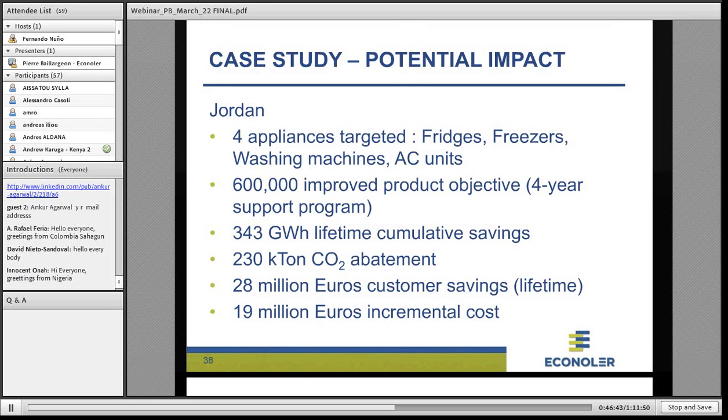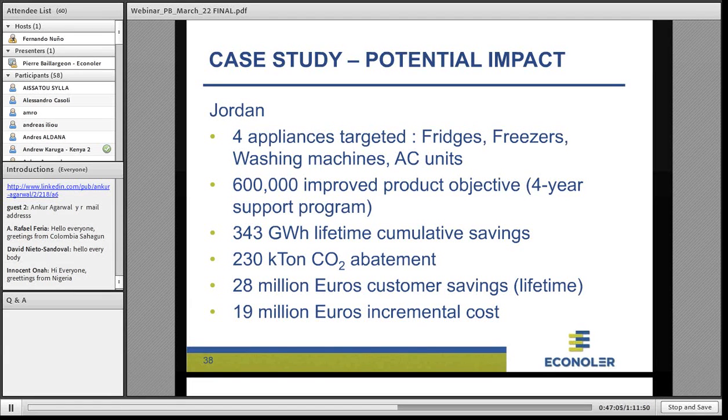Media mix: you can learn a lot from successful experience in other countries, how they maximize the impact on the market while minimizing the cost of communication campaigns, which could be one of the most important cost elements in the introduction of a standards and labeling program.